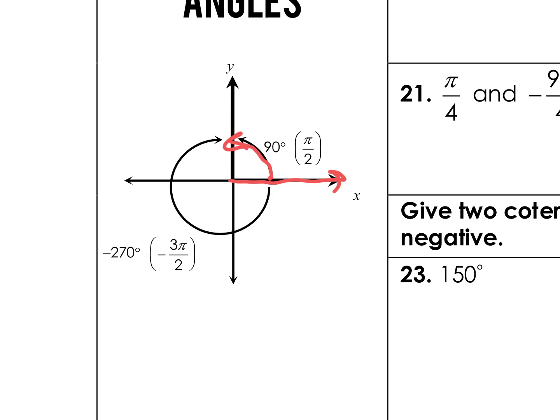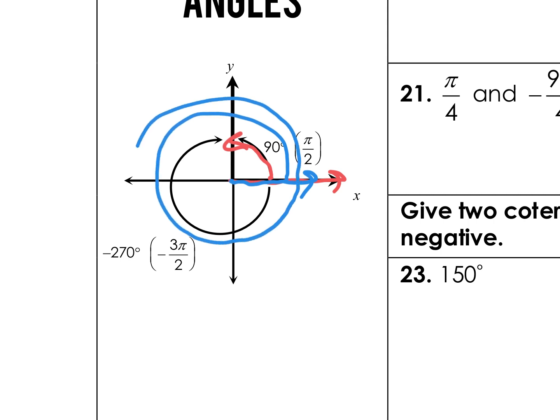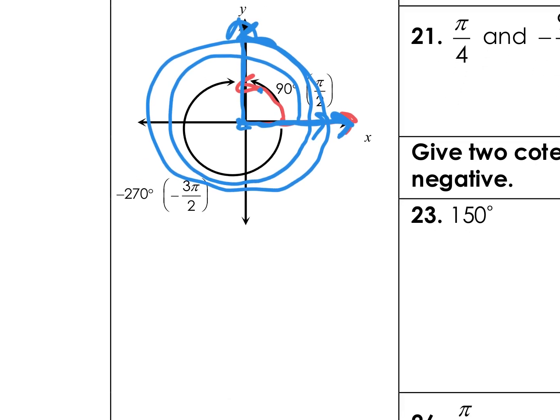But think about something here. What if I went around the circle more than one time? Watch this. Let me start here on the initial side. Here I go. Go around, go around, go around, and stop right here. Well, because you stopped here, that angle has the same initial side and the same terminal side. It makes the same picture. I mean, in reality, you don't know how many times an angle goes.